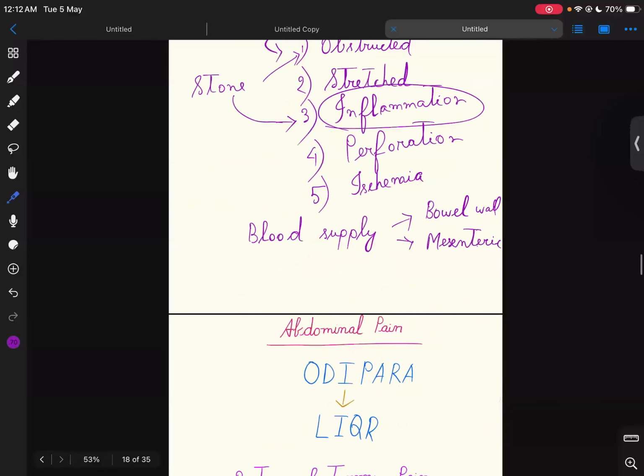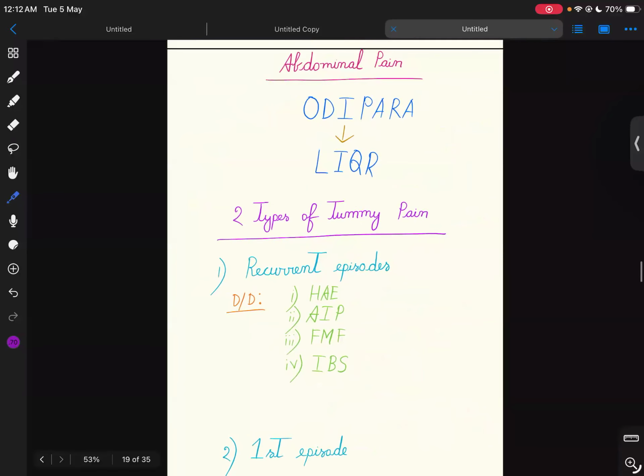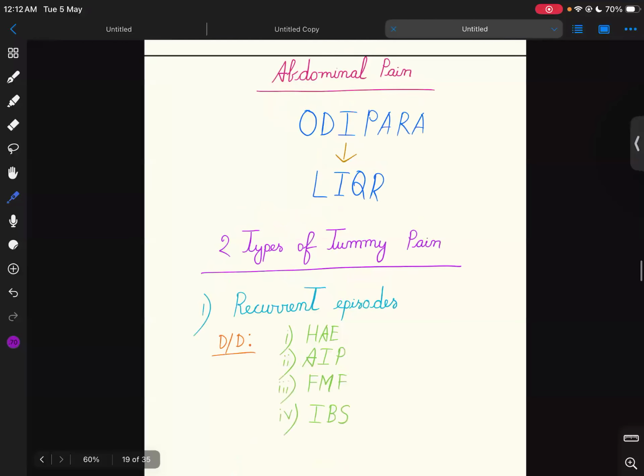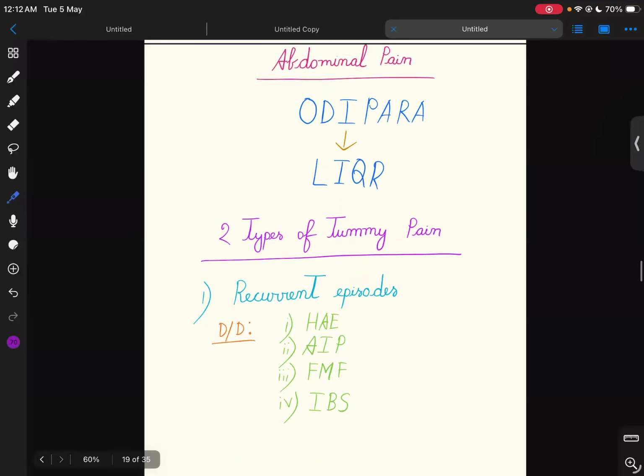Okay. So how to approach a case of abdominal pain? In this case, we can analyze the symptom using the mnemonic ODPARA, that is onset, duration, initial episode, progression, aggravating factor, relieving factor, and associated features. All of these questions have been discussed in detail in our introductory session. Then we have to analyze the pain using the mnemonic LICOR, that is location, intensity, quality, and radiation. This is true for all pain.